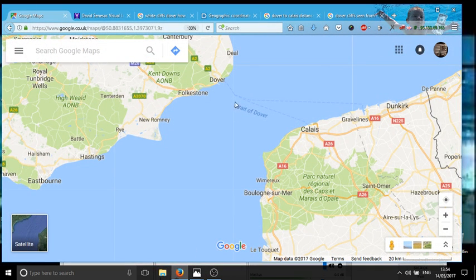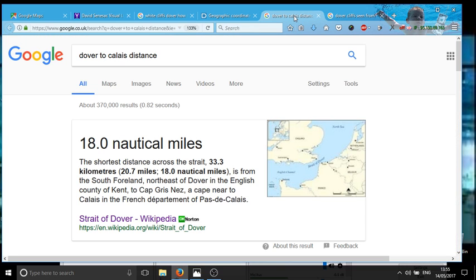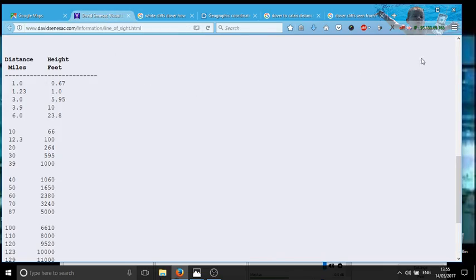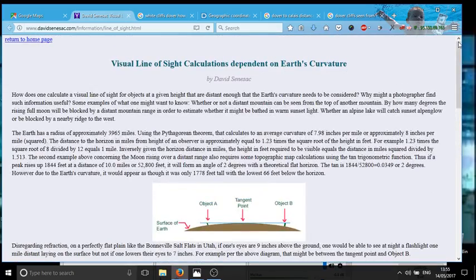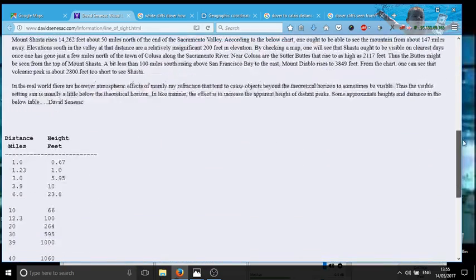I'm taking you today to the famous White Cliffs of Dover, and the busiest ferry crossing it is, and the Channel Tunnel, etc. all come down here and go across to France. Millions of people use this every single year. Now the distance across from Dover to Calais is 18 nautical miles or 20.7 actual miles. On davidsenesac.com show you where we are, and he'll come down and do the calculations for us.